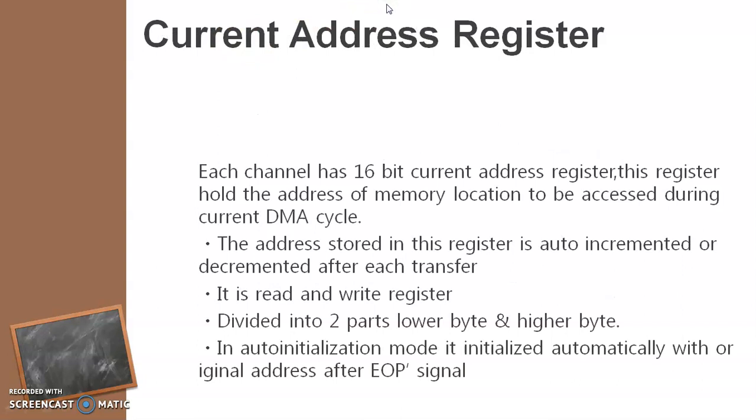Next, the current address register. Each channel has its own 16-bit current address register. This register will hold the address of the memory location that is to be accessed during the DMA data transfer operations. During each cycle, this is the address which gets updated, either incremented or decremented, while transferring the data.